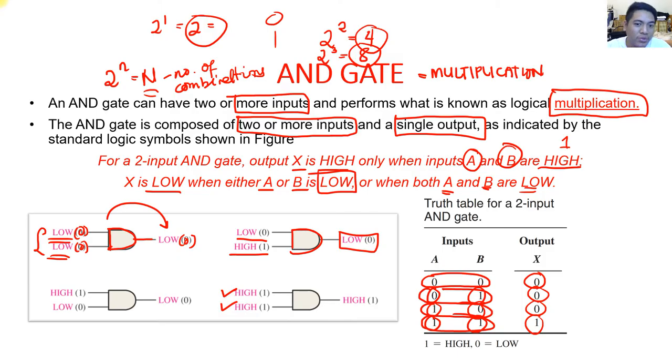So if you're going to do 3 inputs, A, B, C, let's say, you'll be having a truth table with 8 combinations: 0, 0, 0, 0, 0, 1, 0, 1, 0, 1, 0, 0, and so on, until you reach 1, 1, 1. So the output of an AND gate for 3 inputs will only be 1 if all of the inputs are high or 1. That is the AND gate.